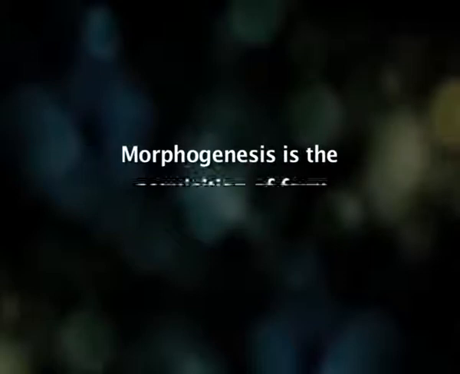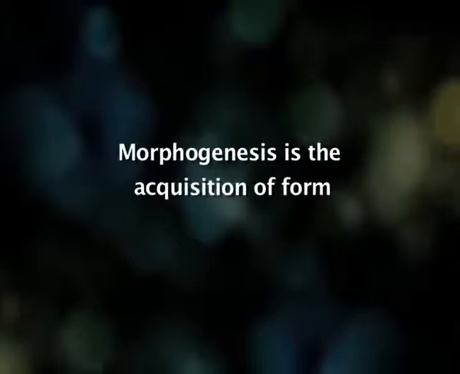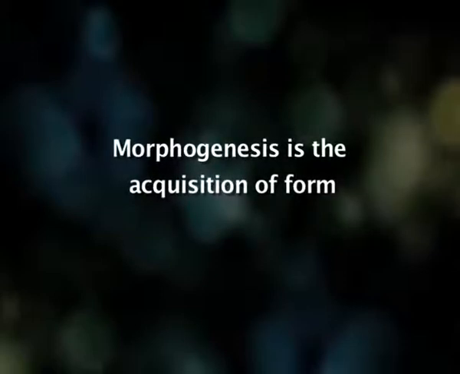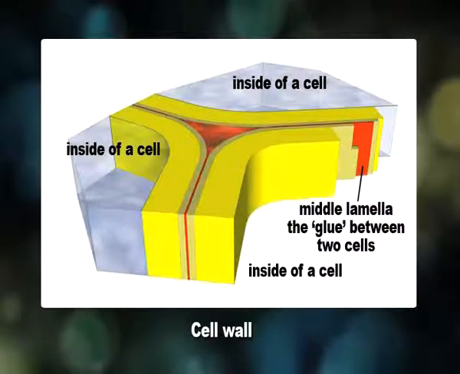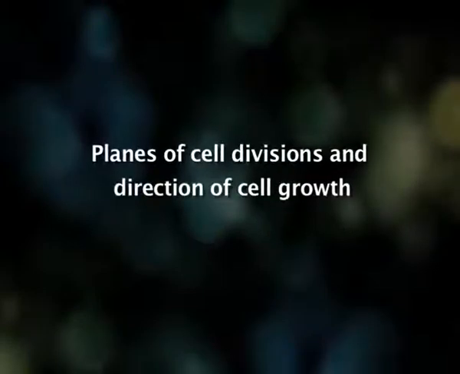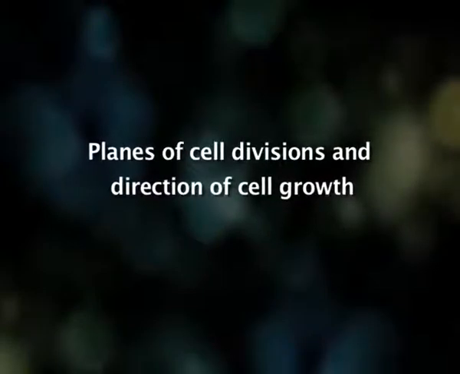Morphogenesis is the acquisition of form: how a plant or organism acquires its distinctive shape or form. Because plant cells generally are fixed in relation to each other and they are cemented by the cell wall, morphogenesis in plants is essentially a function of planes of cell division and direction of cell growth. The control of these two processes therefore is central to the study of plant morphogenesis.